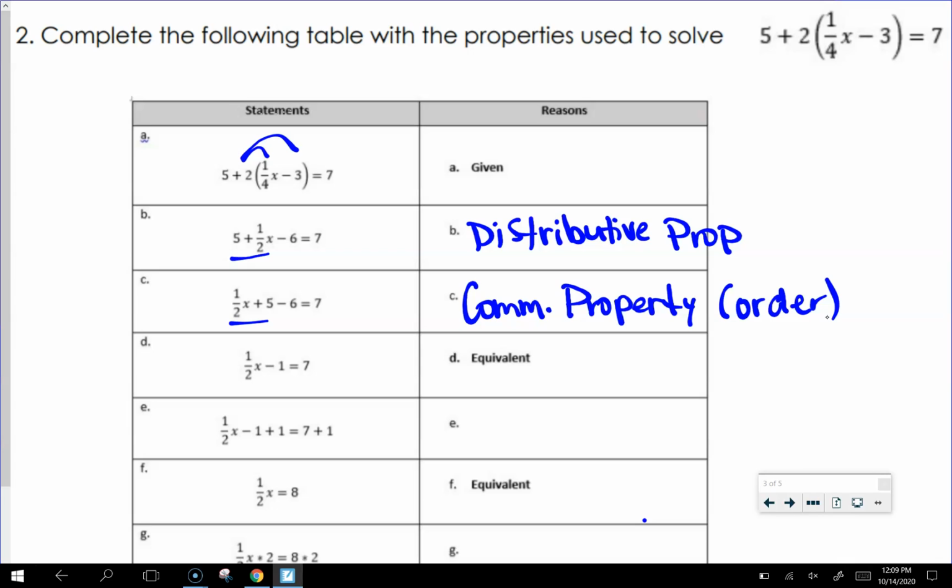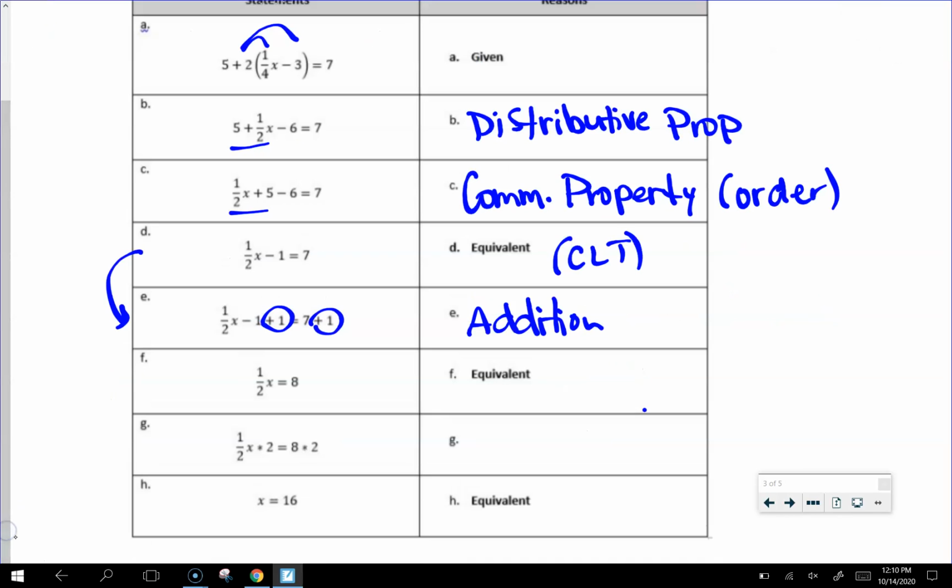All right, then they combine like terms, which is the equivalent equation, or you can put CLT if you want to combine like terms. So they actually did the 5 minus 6 to get the -1. All right, from D to E. Yes, good. We are adding 1 on each time. So technically it's the addition property of equality, right? That nice long thing. I'm just going to put addition. Keep it simple.